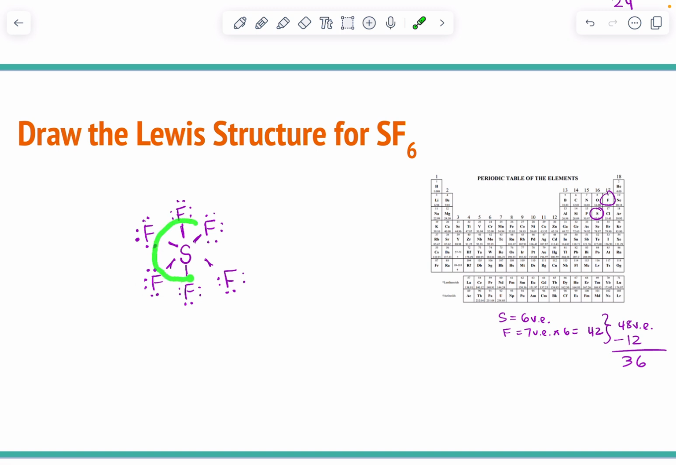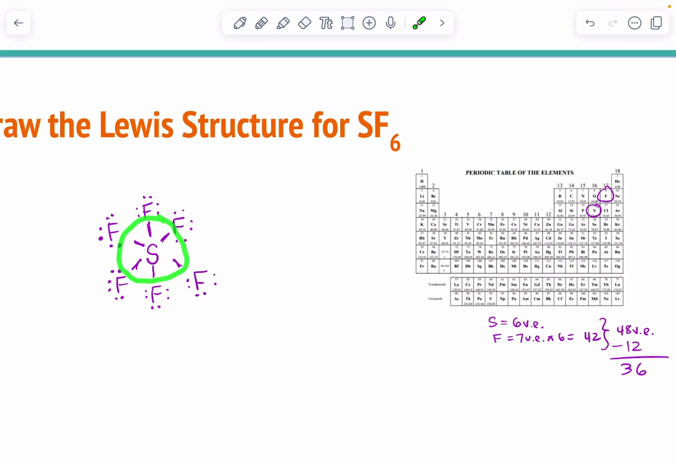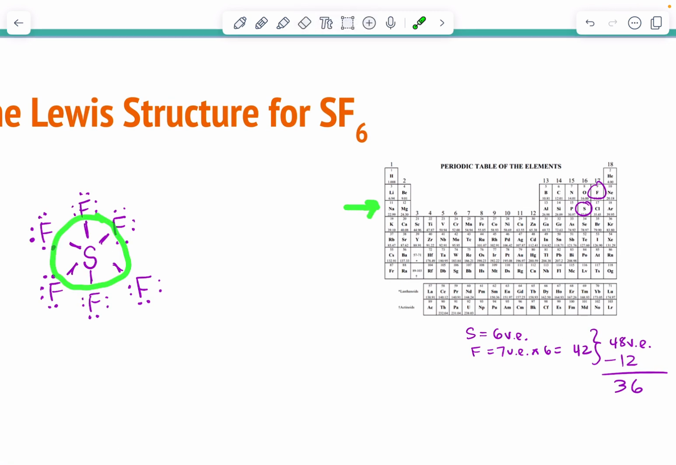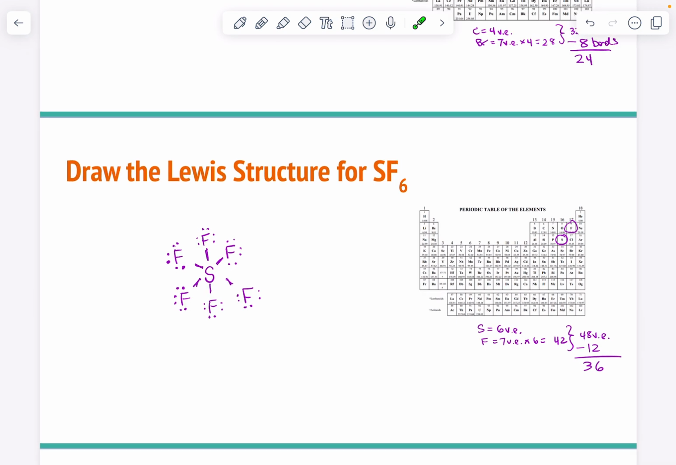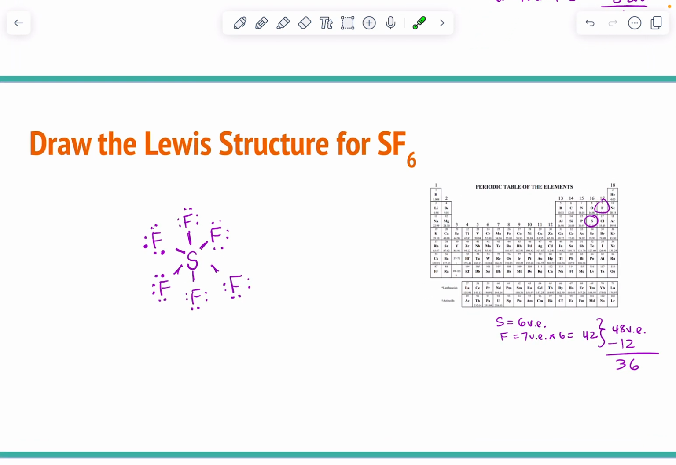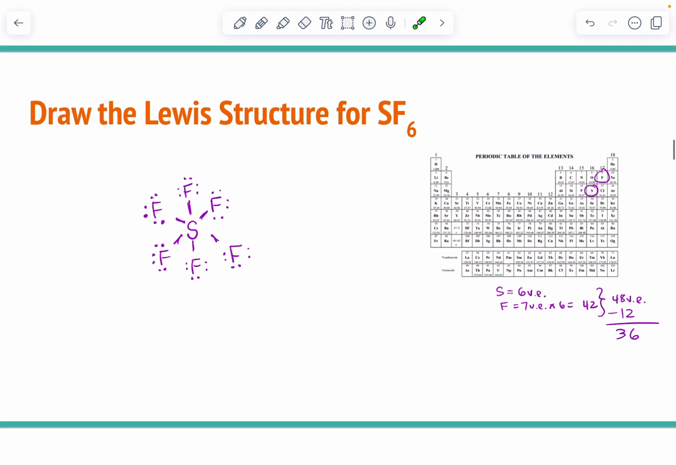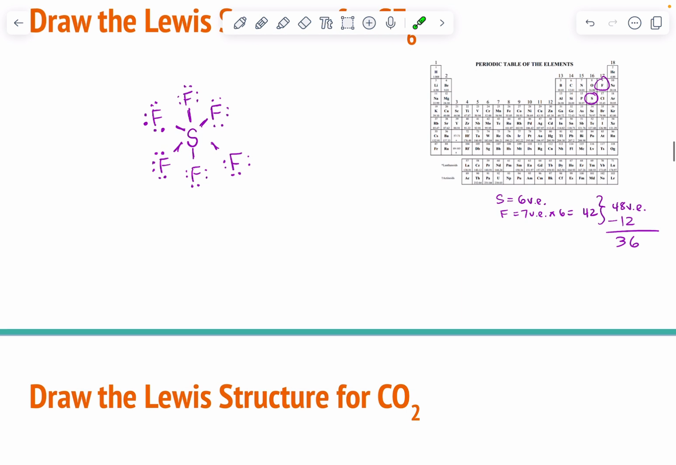The sulfur around the middle does have an expanded octet, but again, it is in the third row, so that's fine. Any nonmetal in the third row or below, meaning 3, 4, 5, and so on, can have an expanded octet. So we are fine with sulfur having 6 pairs of electrons. And so that is the structure for SF6.